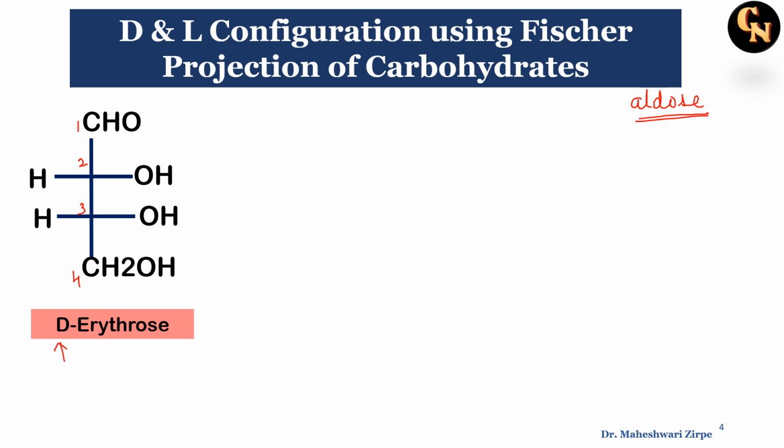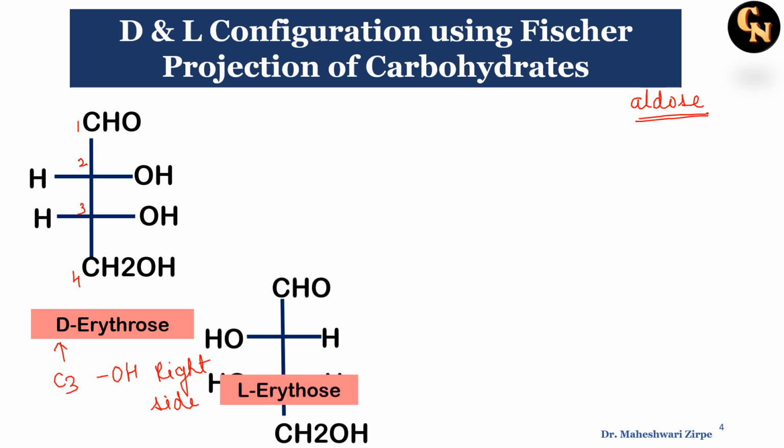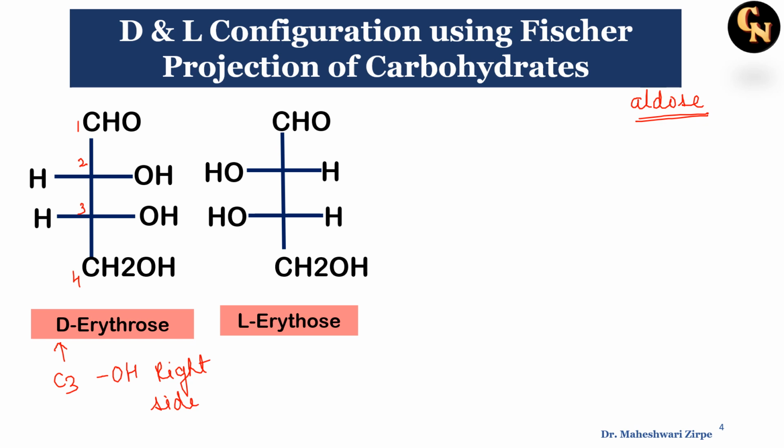So what does D indicate? The second last carbon, which is the C3 carbon, has the hydroxyl group on the right hand side. That's the reason it is called D, and the name of the 4 carbon chain aldose is erythrose. In erythrose you will always find both the OH groups are on the same side. Now if you see L erythrose, it is exactly the mirror image of D erythrose. L and D erythrose are mirror images of each other.